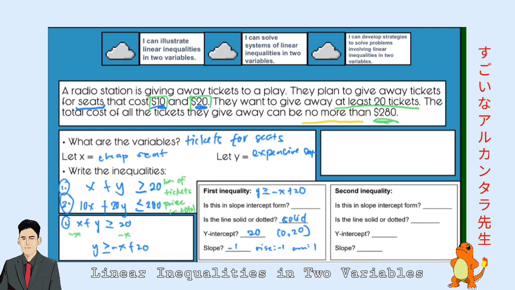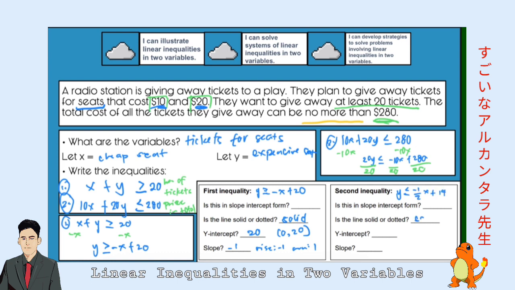Next, you have the second one, which is 10x plus 20y less than or equal to 280. So isolate the variable y by subtracting 10x from both sides. You're going to have 20y less than or equal to negative 10x plus 280. Divide the entire thing by 20. So you're going to have y less than or equal to negative 1/2 x plus 14.